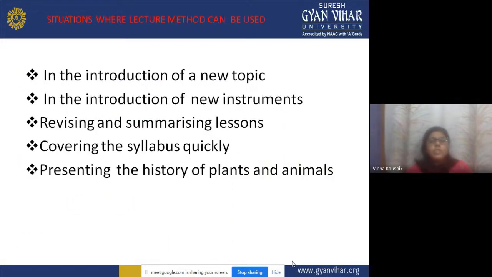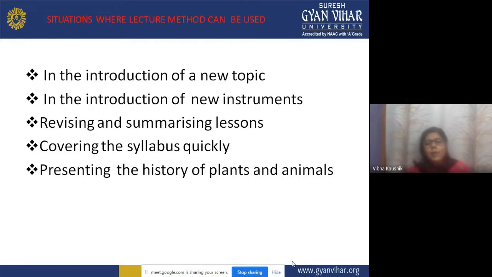Now, situations where the lecture method can be used. What are the different situations where the teacher can use the lecture method to teach his students? The first one is in the introduction of a new topic. When the teacher is introducing a new topic to his learners, at that time the teacher can use a lecture method. Also, in the introduction of new instruments, if the teacher is introducing new instruments to the learner, then the teacher has to use a lecture method.